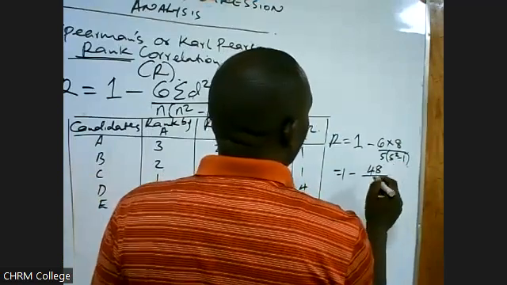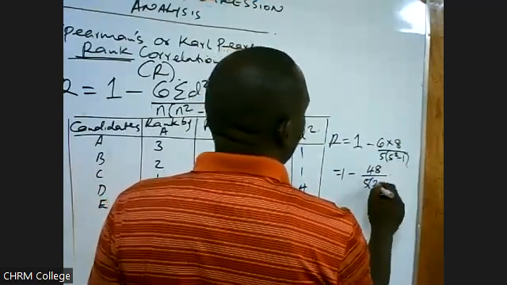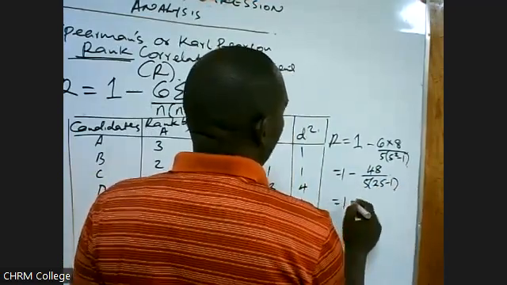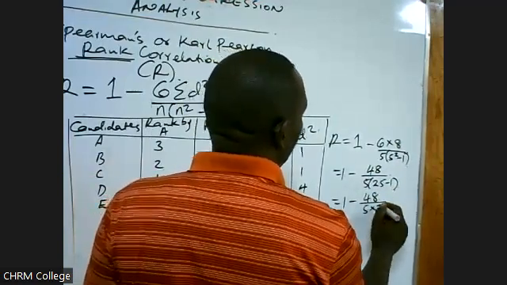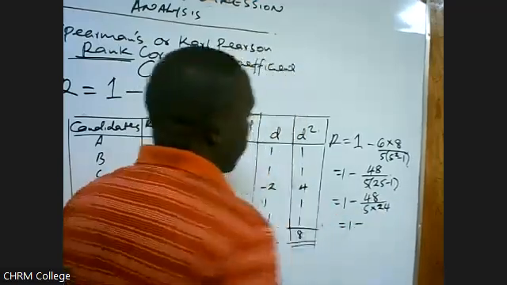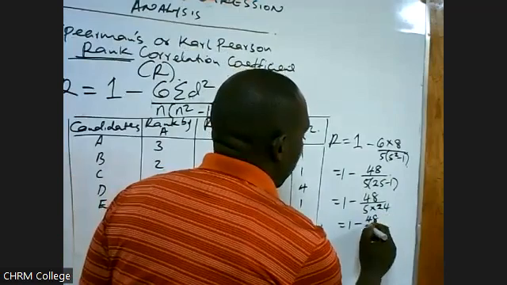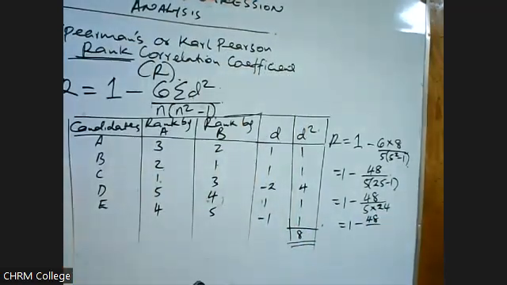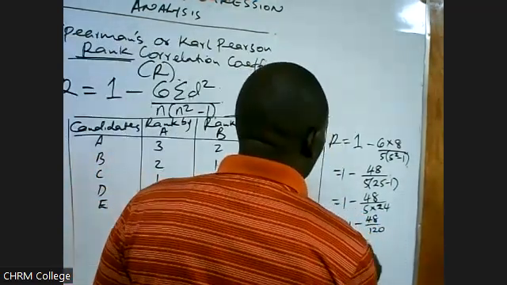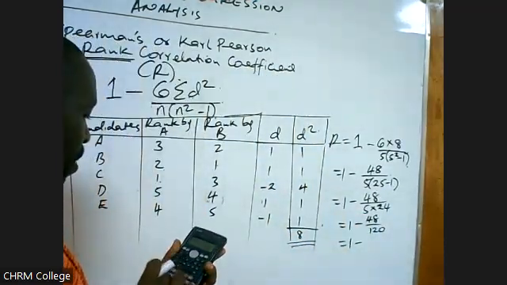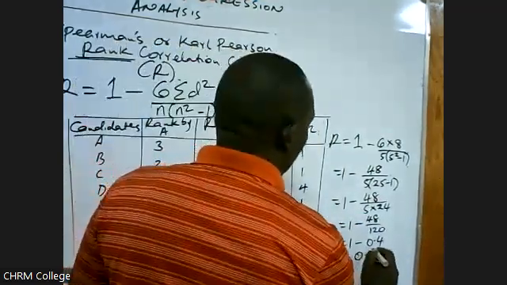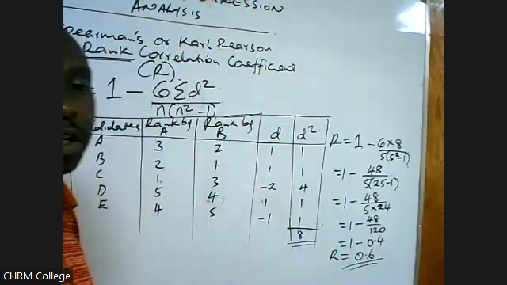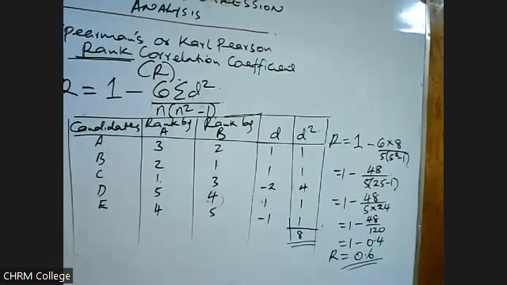So it is 1 minus 48 all over 5 times, 5 squared is 25 minus 1, which is 24. So 1 minus 48 divided by 5 times 24, which is 120. 48 divided by 120 is 0.4. 1 minus 0.4, you get the answer 0.6. That is your rank correlation coefficient, 0.6.